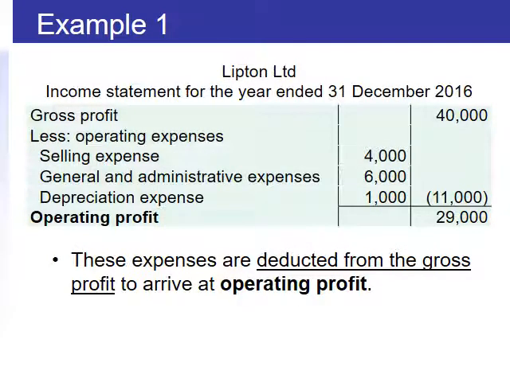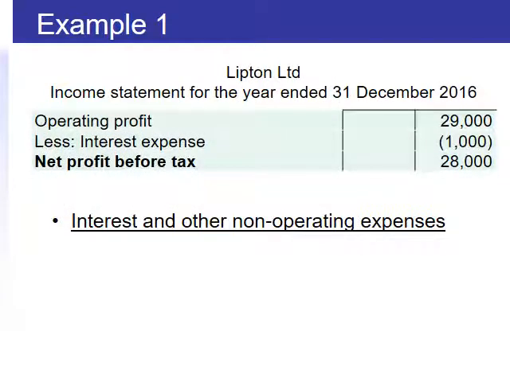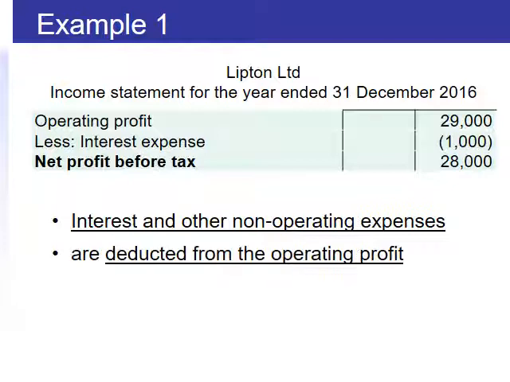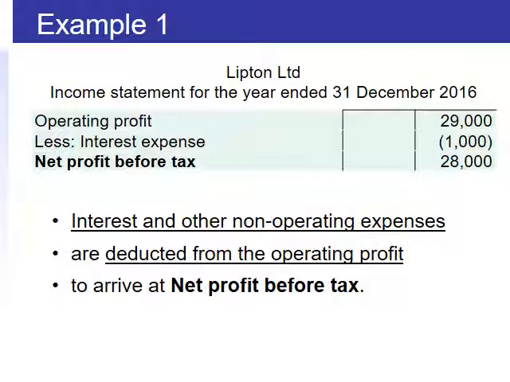These expenses are deducted from your gross profit to arrive at the operating profit. So your gross profit of 40K minus selling expense, G&A expenses, and depreciation expense gives you 29,000, which is your operating profit. The interest and other non-operating expenses are deducted from the operating profit to arrive at the net profit before tax. So you can look from here: your operating profit of 29,000, less your interest expense of 1,000, gives you a net profit before tax of 28,000.